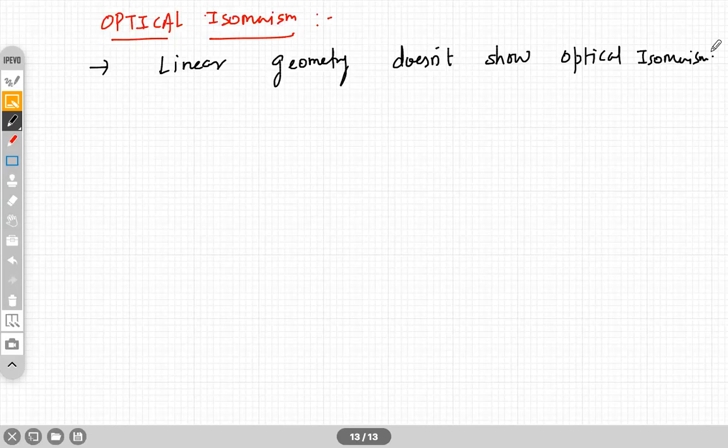Next one. Could you just repeat? If the complex contains an unsymmetrical bidentate ligand, then also optical isomerism is possible, may be possible. Means if all these things are there, then you can think of optical isomerism. Unsymmetrical bidentate ligand, then optical isomerism possible.